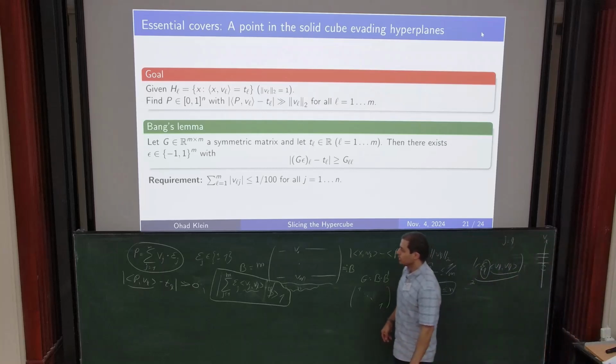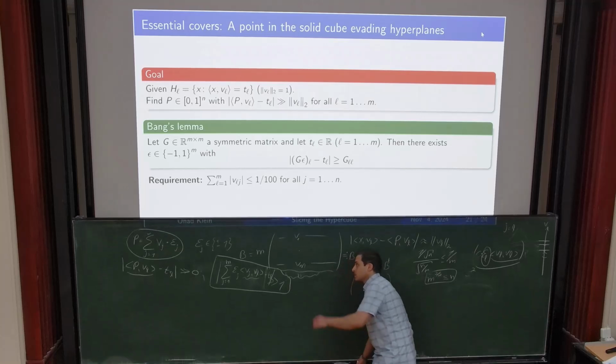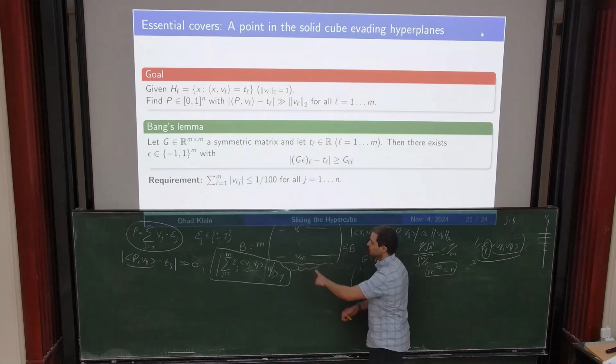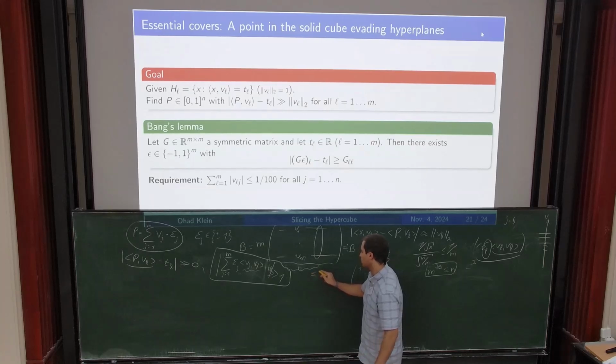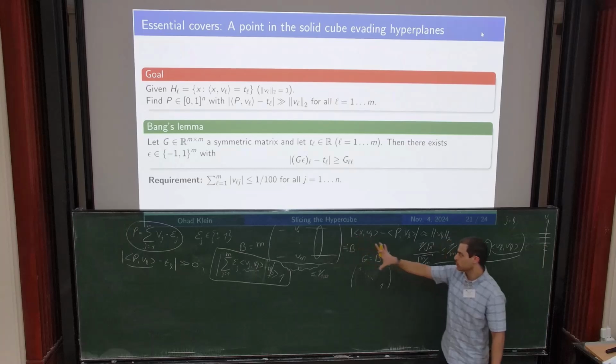So what we want is that P is just going to be a sum of these rows, and in order to have all coordinates of P small, we need that the sum of each column in absolute value to be smaller than 1, or a smaller constant. This is more convenient. So we want the sum of each column to be small.